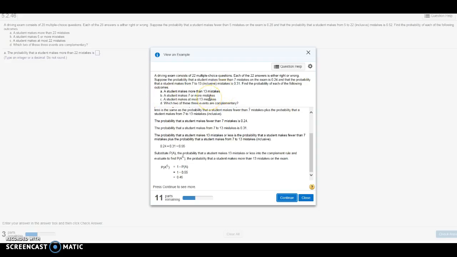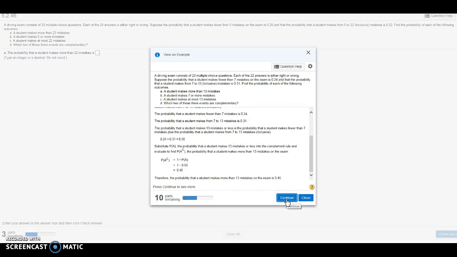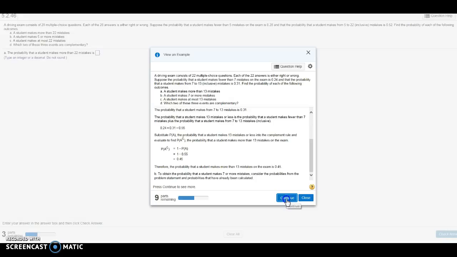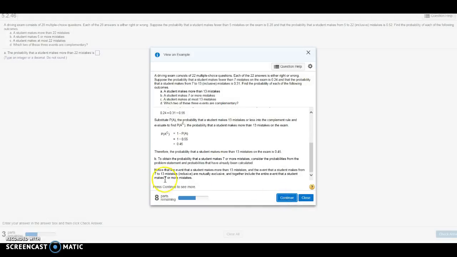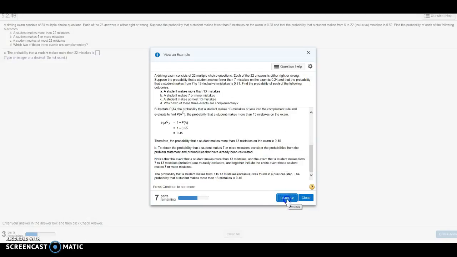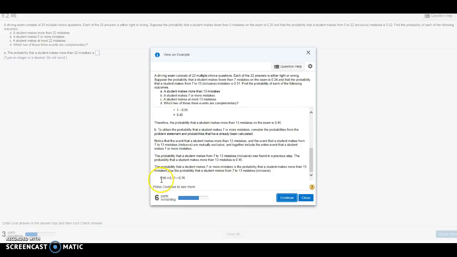To make 7 or more, that's going to be 7 to 13, and then 14 to 22. So that's going to be the 0.31 plus the 0.45. Let's see how they do it. So they say I take 7 to 13, and then more than 13. Those together make it up. And so I'm going to add the 0.45 plus the 0.31.